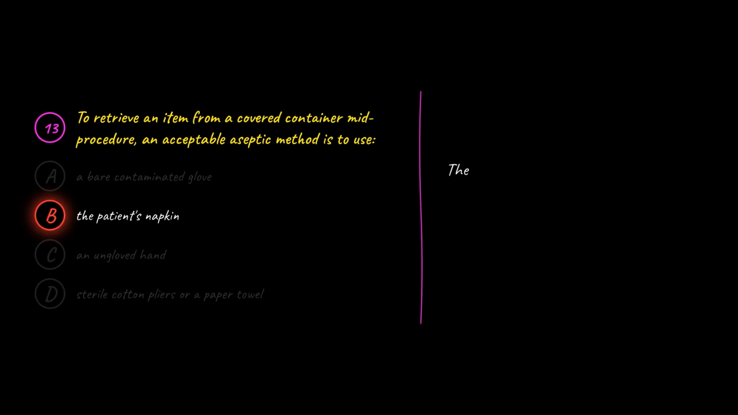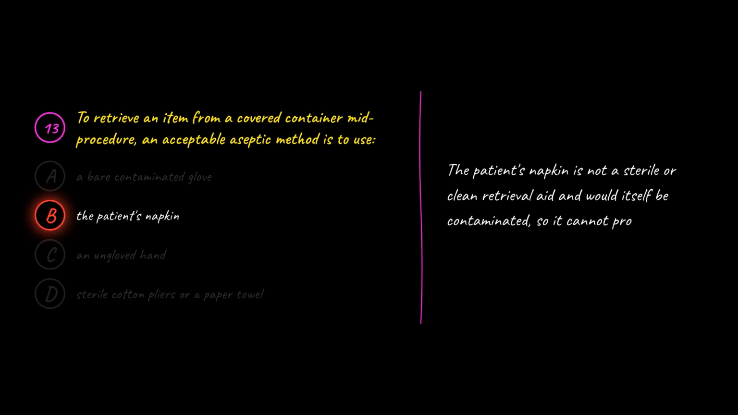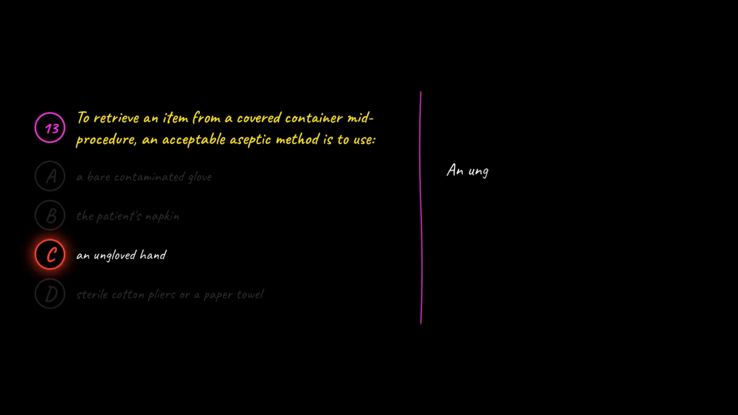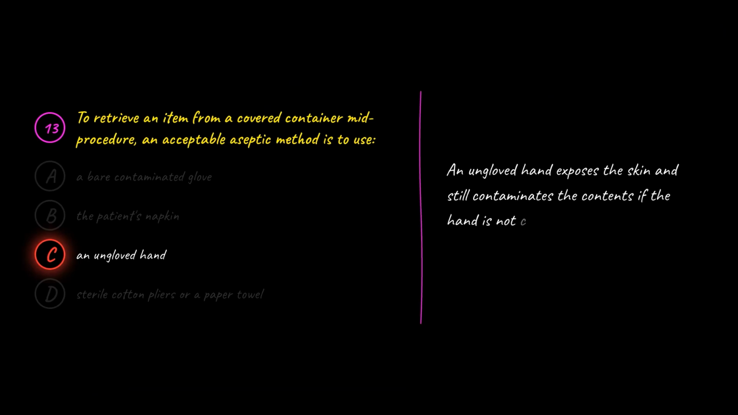B is wrong because the patient's napkin is not a sterile or clean retrieval aid and would itself be contaminated, so it cannot protect the contents of the container. C is wrong because an ungloved hand exposes the skin and still contaminates the contents if the hand is not clean. So it is not an acceptable aseptic retrieval method.